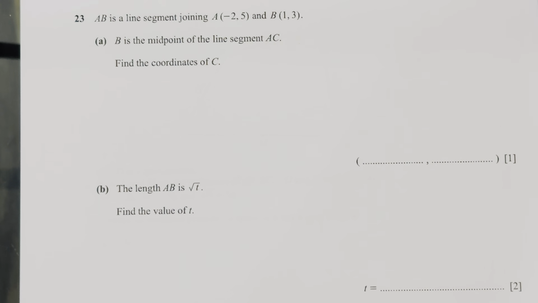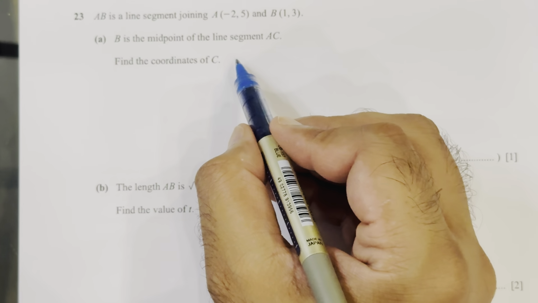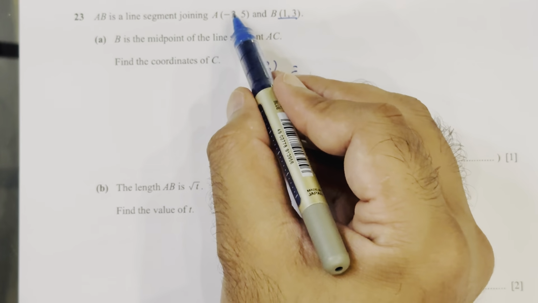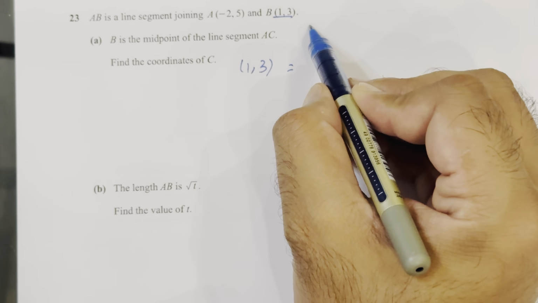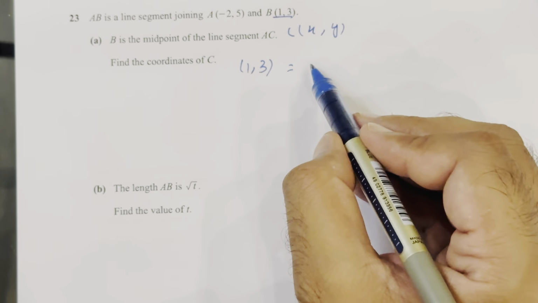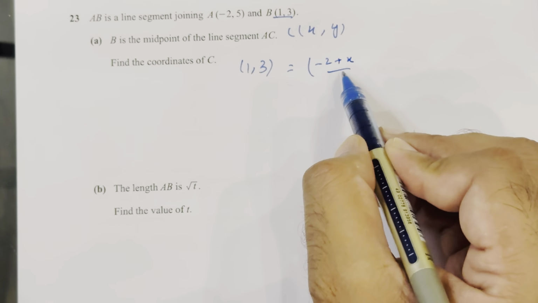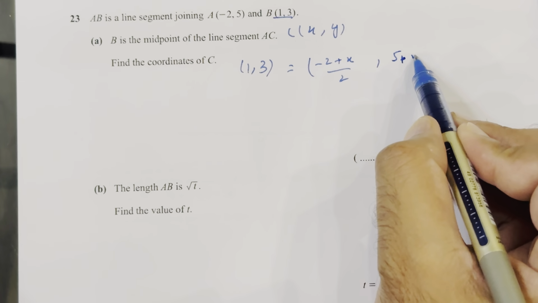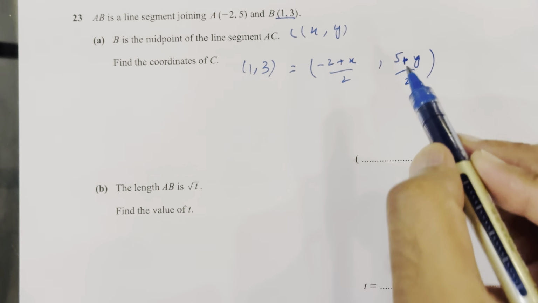Moving to question number 23. 23 is that AB is the line segment joining A and B. B is the midpoint of the line segment AC. Find the coordinates of C. We know that B is the midpoint, and the midpoint has the form given, that is 1, 3. So 1, 3 is equal to, if the value of C is x and y, we're going to apply this formula: x1 plus x2 divided by 2, then y1 plus y2 divided by 2.